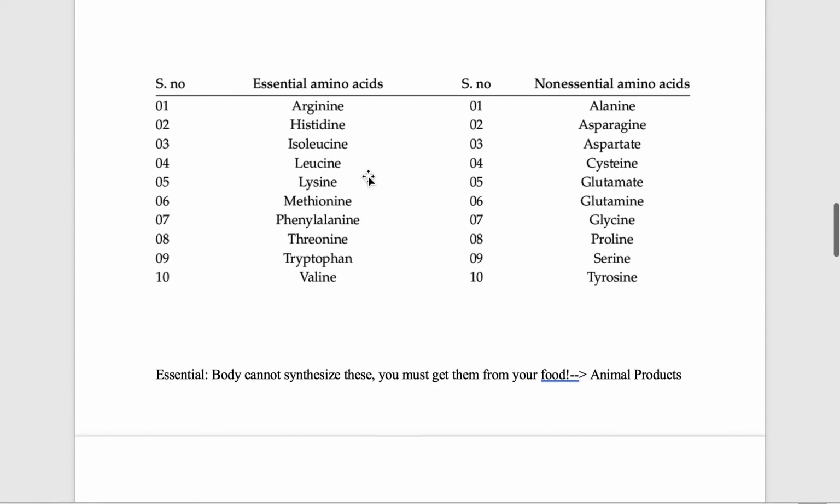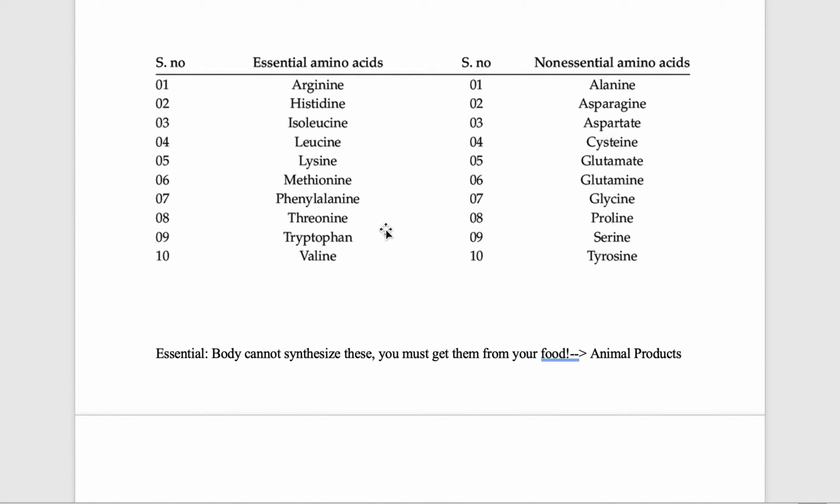Here's a list of all the amino acids. We have 20 of them. 10 of them here on the left are the essential ones. Essential just means that your body is not going to be able to synthesize and make them on its own, so you're going to have to get them.